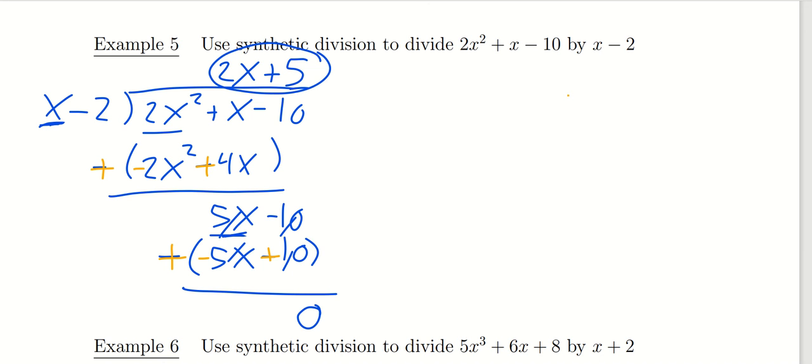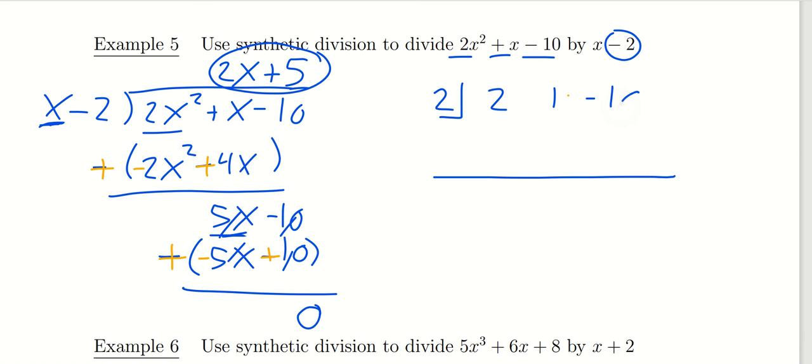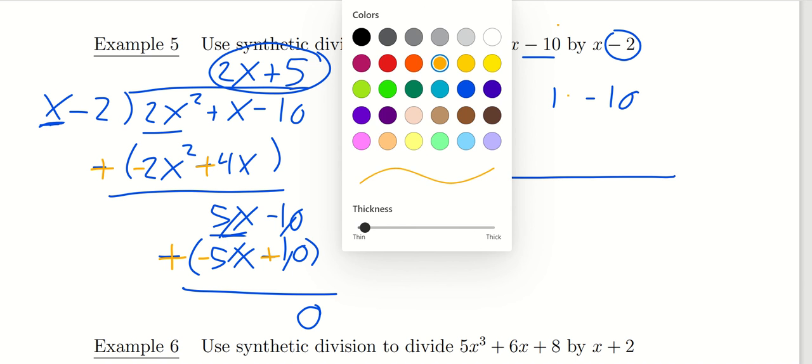Let's do the same process, but let's do it with synthetic division. With synthetic division, we start by putting a number in the block. It's always the exact opposite of what you see behind an x. So if this is a negative 2, then a positive 2 has to go in the block. Directly to the right of it, we write the sequence of coefficients of our dividend. That is 2, 1, and negative 10. To start the synthetic division process, it's always the case that the first number comes straight down. So we have a 2 coming down.